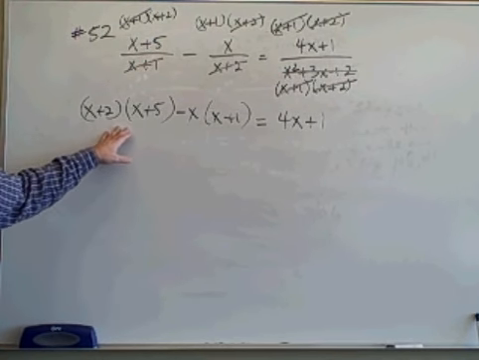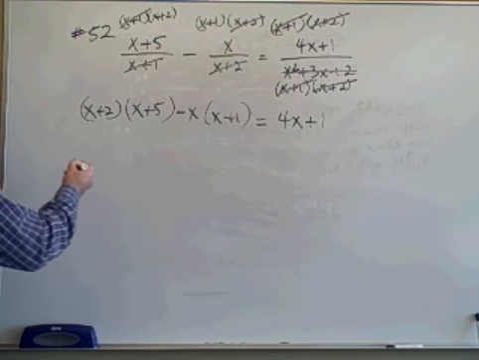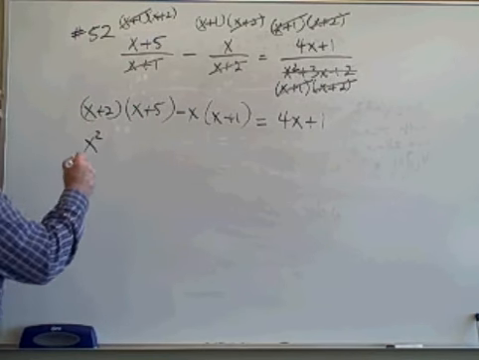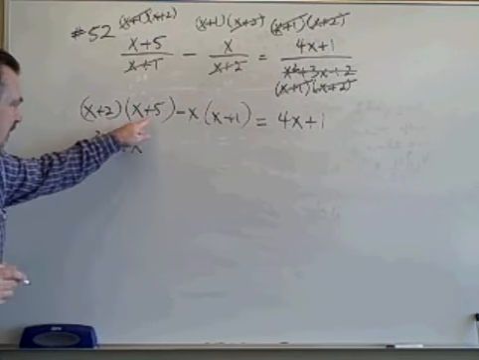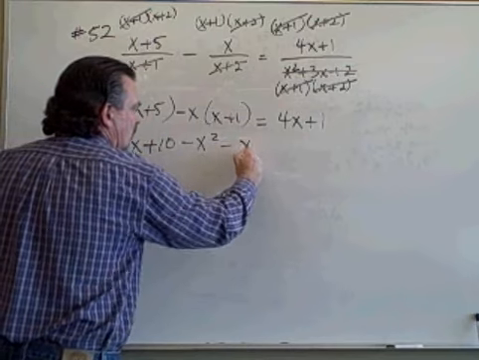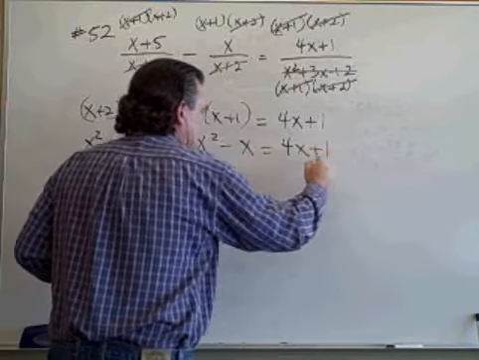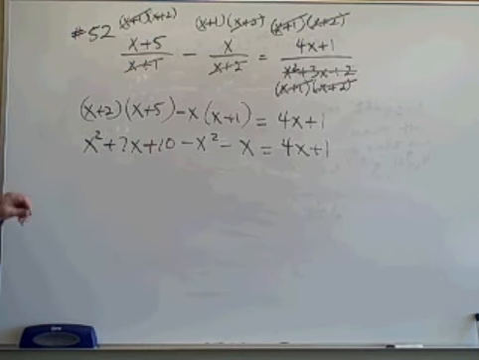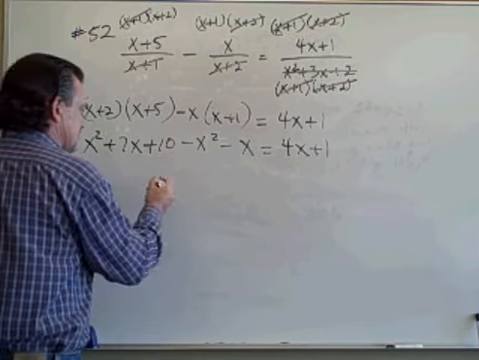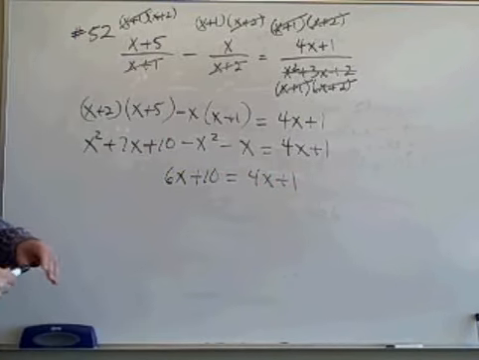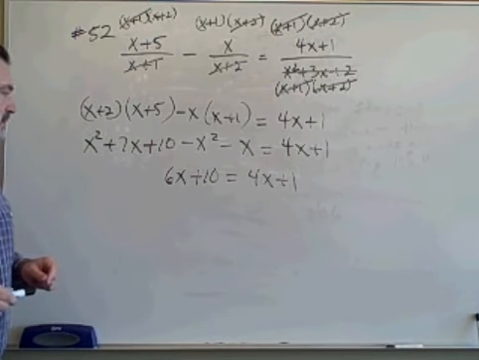This is going to require us to use FOIL to multiply these binomials. So that's going to give us x squared plus 5x plus 2x more, so that's plus 7x, plus 10, minus x squared minus 1x equals 4x plus 1. If I combine the like terms here, x squared minus x squared disappears into 0. 7x minus 1x is 6x. And I have a nice linear equation that I can solve.